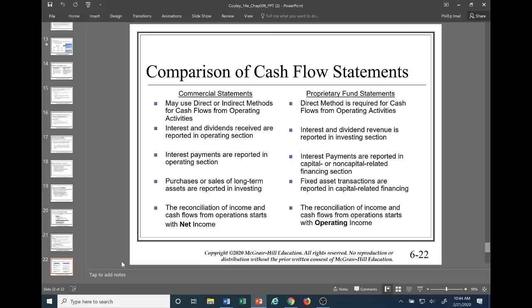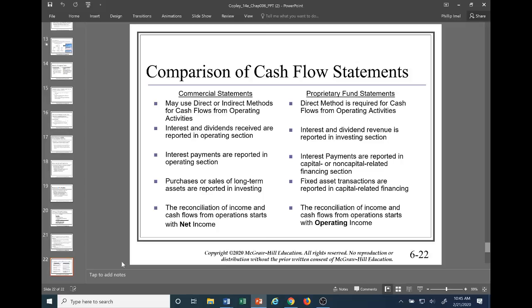That's why I think the statement of cash flow is so difficult to grasp on the commercial side of it. And this makes it even more difficult because now you've got two different standards. Because believe it or not, we can't let the commercial standards just go. That's still relevant in governmental. Why?